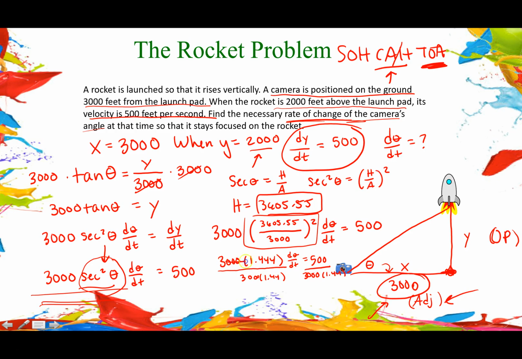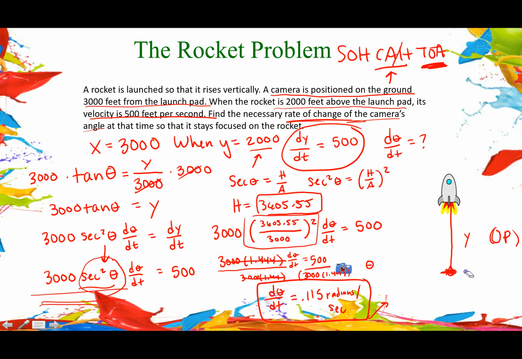And make sure you put parentheses when you're doing this division. So 500 divided by parentheses, all of this. Okay, so I get d theta dt is equal to 500 divided by 3,000 times 1.444. I get 0.115, and this is going to be radians per second. Now that's a pretty unsatisfying answer.